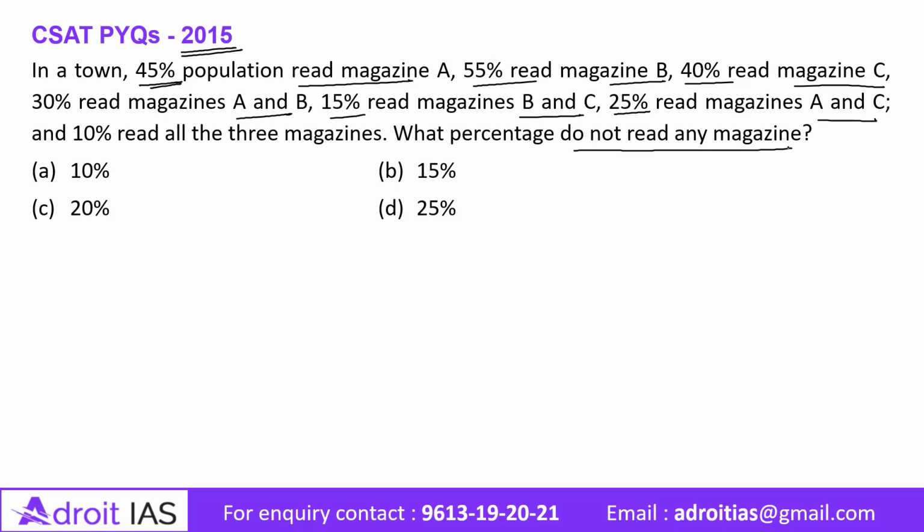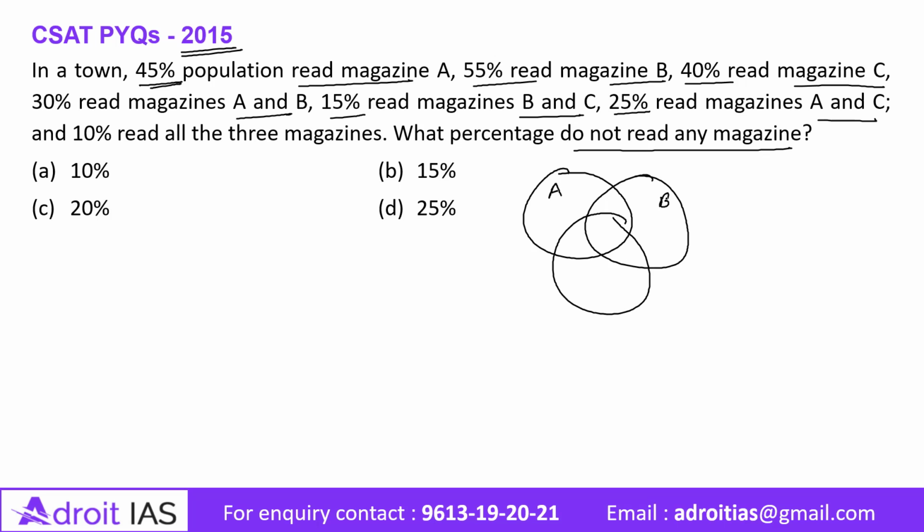Okay, everyone, according to given data, I can tell you this question is very simple, based on the three attributes problem. Everything is given to you. So this is A magazine, this is B magazine, this is C magazine. 10% read all the three magazines, so 10 will be coming over here. Now if we talk about A and B, 30% read A and B. So 30 will be coming to this region.